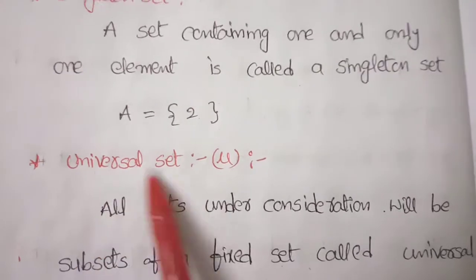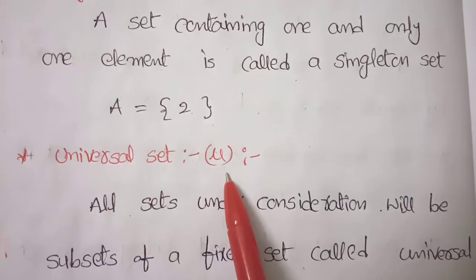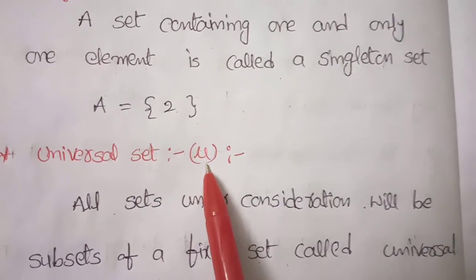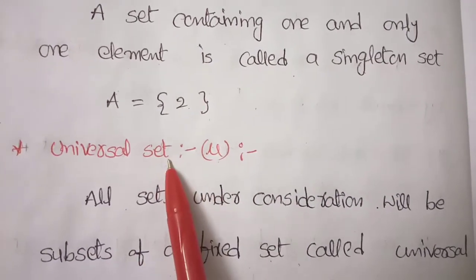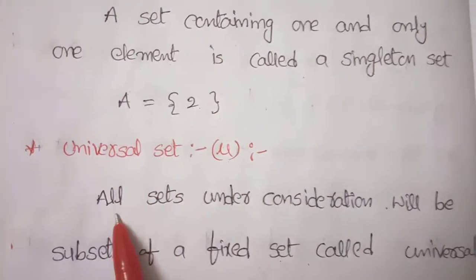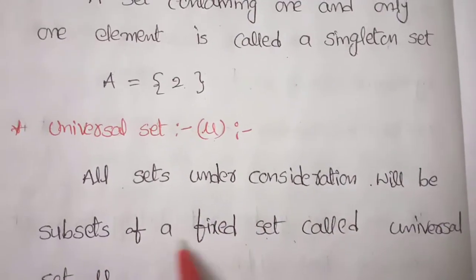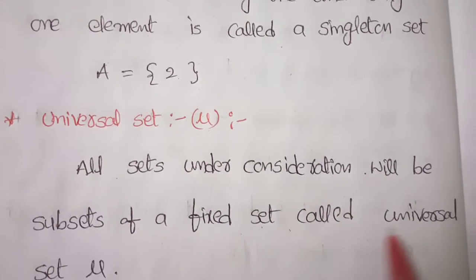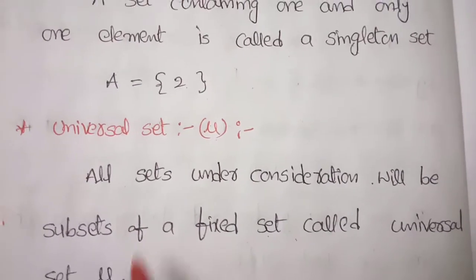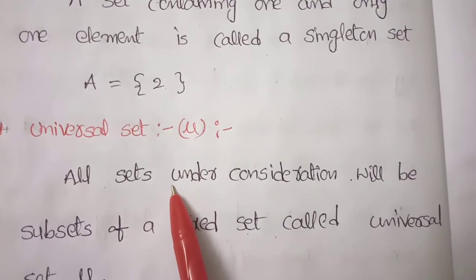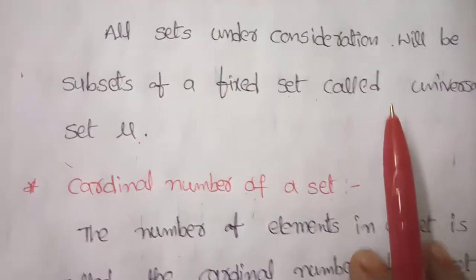Next, universal set. Universal set is represented by μ. What is the meaning of universal set? All sets under consideration will be subsets of a fixed set called the universal set μ. Okay, next one.